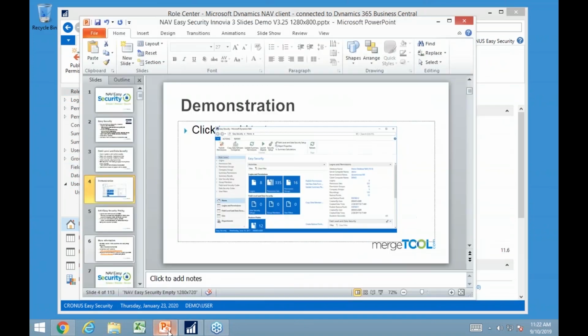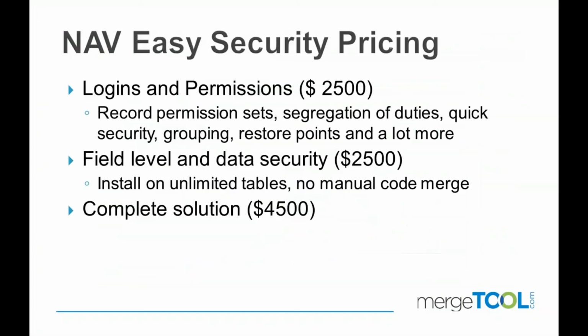Let me go back to my PowerPoint in here. So the price for this solution, field level and data security, is not sold by a certain number of tables or anything. You buy the solution once, and then you can use it for anything you have or buy in the future. And the cost for that is $2,500 US.